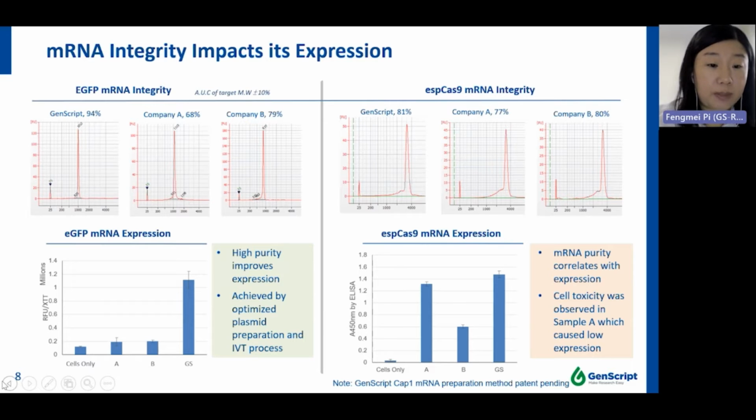And comparing with competitors' products from company A or B, you can see we have a much higher purity. As a result, we got better expression, about 4 to 5-fold higher in the EGFP case. Also, SpCas9 mRNA is another case we studied, which is a 4.5 kb mRNA. Using our process, we could reach a higher purity than other companies, and in return, it translates into higher expression efficiency in cells. Those cell assays are done in A549 cells in vitro, transfected with Lipofectamine, and we tested expression after 24 hours.